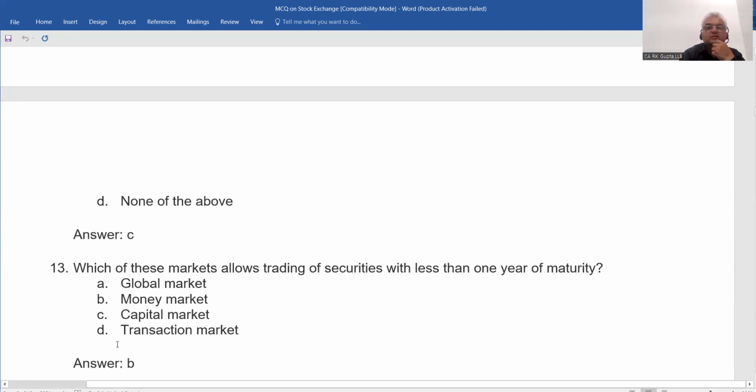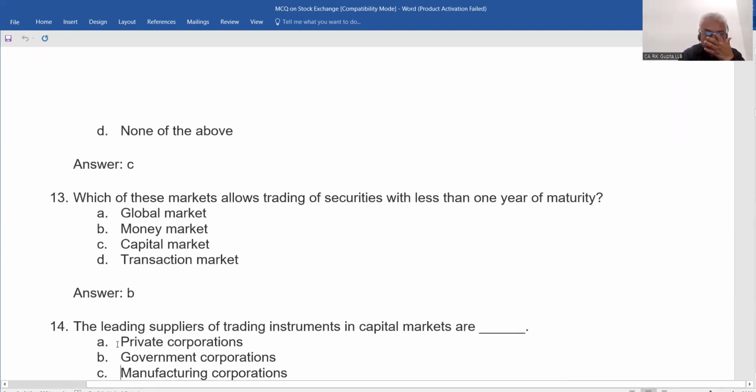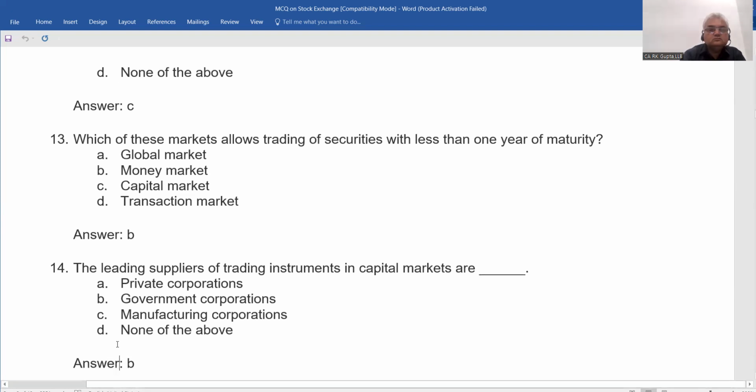The answer is money market. The leading supplier, and we studied money market yesterday also. The leading suppliers of trading instruments in capital market are private corporations, government corporations, manufacturing corporations. Government corporation. The answer is government corporation.